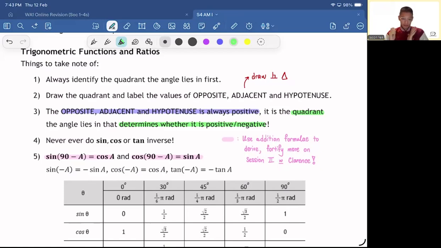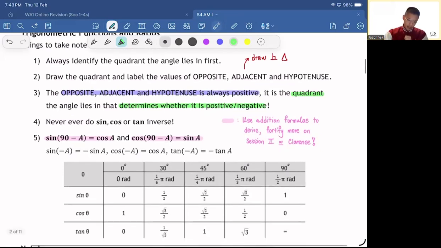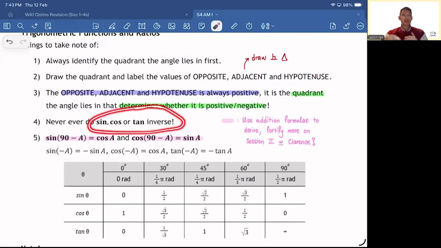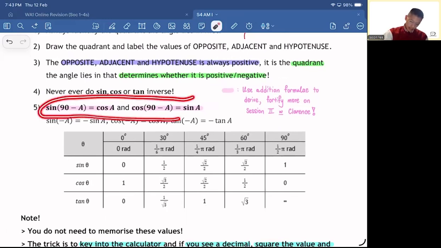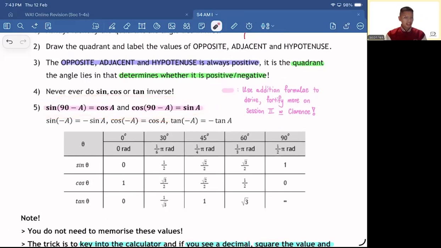Pointer number 4, when you do ratios, never do sine, cosine, or tangent inverse, because you're finding a ratio, you're not finding an angle. Also over here, there are certain identities that you may need to take note of, but honestly, a lot of people say memorize this, but really not. I purely don't believe in memorizing.